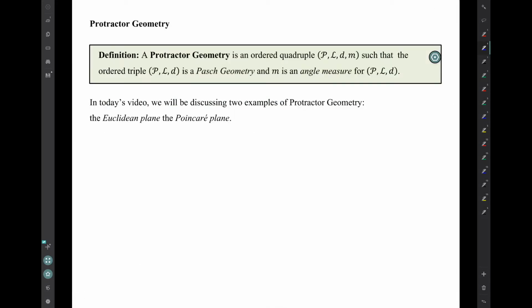So we've talked about angle measure. Now I want to talk about what are called protractor geometries. A protractor geometry is an ordered quadruple, script P, script L, D, M, such that the ordered triple, script P, script L, script D, is a Pasch geometry, and M is an angle measure that works for that Pasch geometry. So again, the protractor geometry is all 4 of those things. In today's video, we'll be discussing 2 examples of protractor geometries, the Euclidean plane and the Poincaré plane.